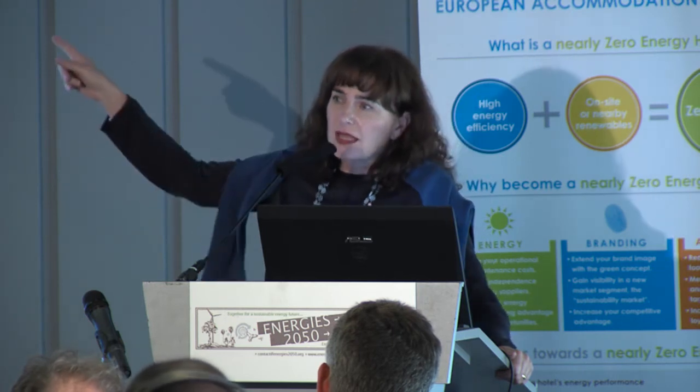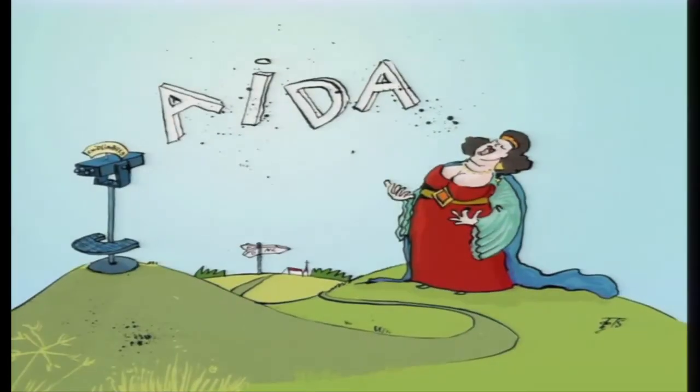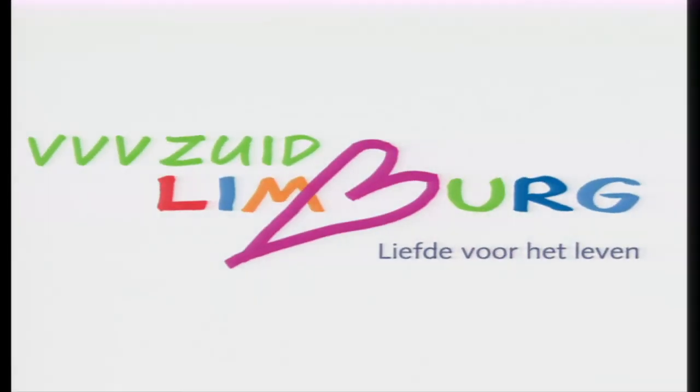This is our little handbook. That's a very concrete thing, about 60 pages with just hands-on things. This is what you, small hotel, B&B, or just holiday cottage, can do to get more sustainable. And maybe one day we will make a label of it. We will see. Thank you.